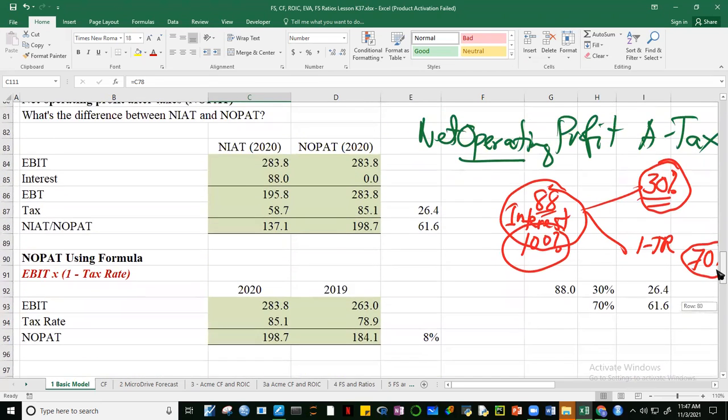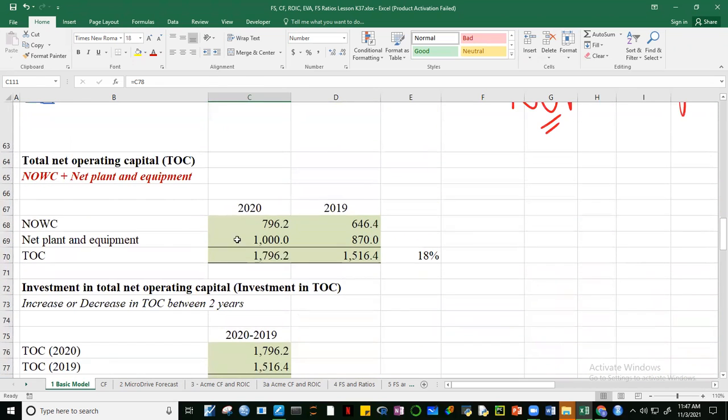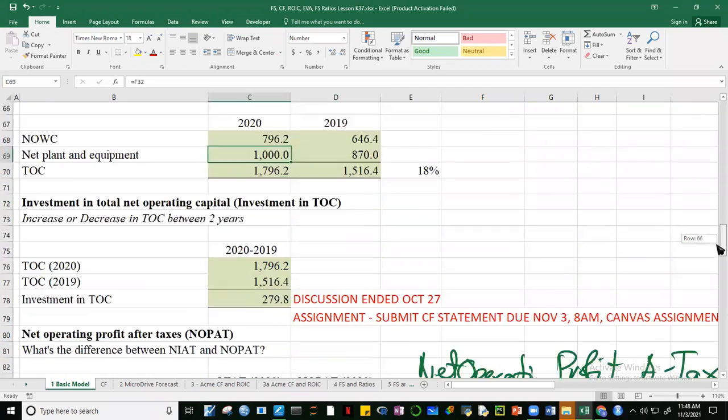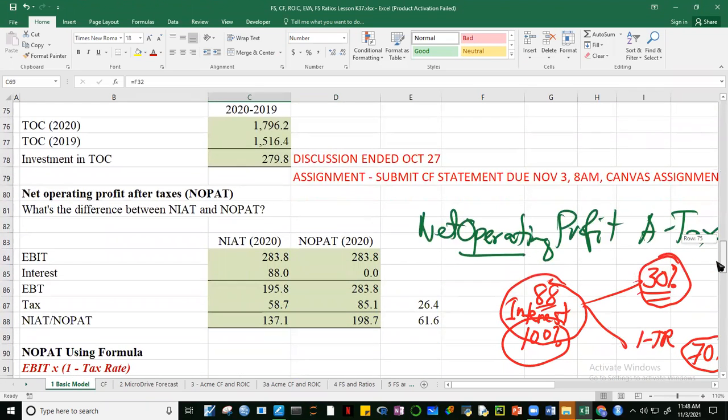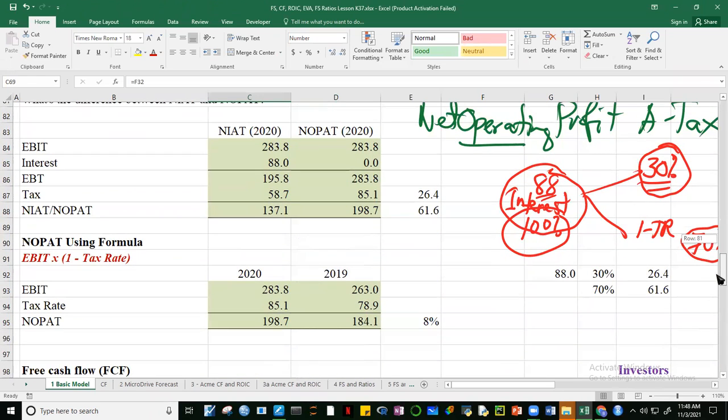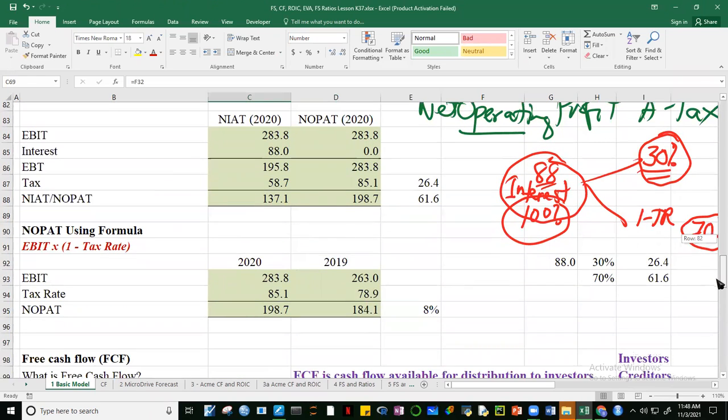How do we know that? Guys, take a look at their investment in net plant and equipment. There was an increase of 130 million. They invested in net plant and equipment. They also increased their operating working capital. So the company was heavily investing in their receivables, in their inventories, and also in their plant and equipment. That's a signal that the company was expecting an increase in demand for their product. They were expecting that the market share will be growing.